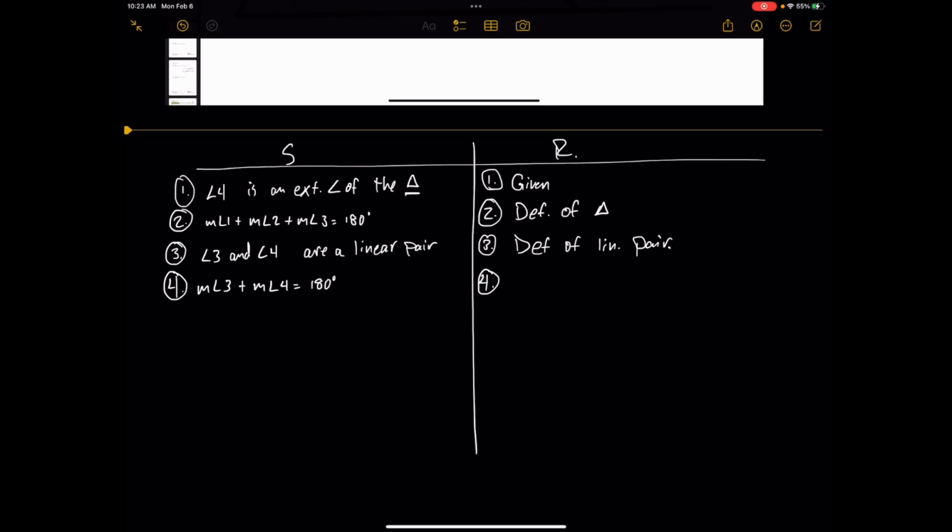Number 4, Samantha has very kindly told us what number 4 is. What is the reason for number 4? Definitely linear pair. Is the quotation marks an actual mathematical thing, or are you just being lazy? Quotation marks are just accepted shorthand that says whatever is written previously. I put an arrow up so I know what the quotations mean. If I look back, I'm going to be like, what is that? Definition of a linear pair.